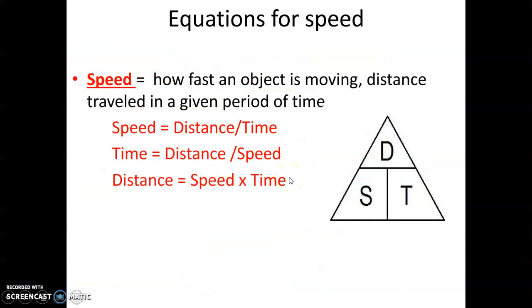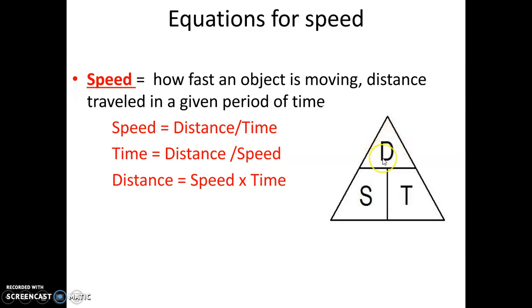All right, let's go ahead and talk about speed. So speed is how fast an object is moving, the distance traveled in a given period of time. So this triangle here that we have might look similar to our density triangle. It has some different letters in it though. This time D is for distance, not for density. So this will be something that you need to remember as well.